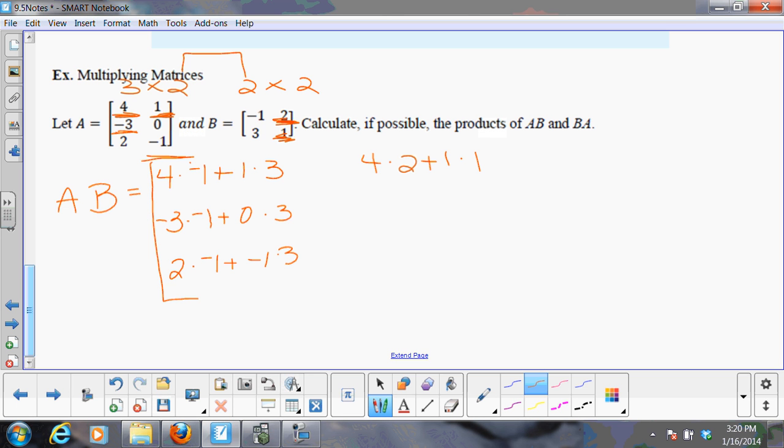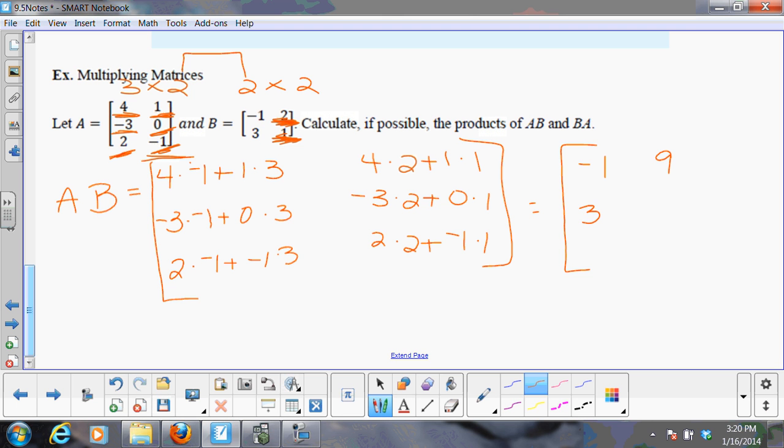Negative 3 times 2 plus 0 times 1. And then 2 times 2 plus negative 1 times 1. And then once we evaluate each of those, that's what AB comes out to be. So this comes out to be negative 1, 9, 3, negative 6, negative 5, 3.